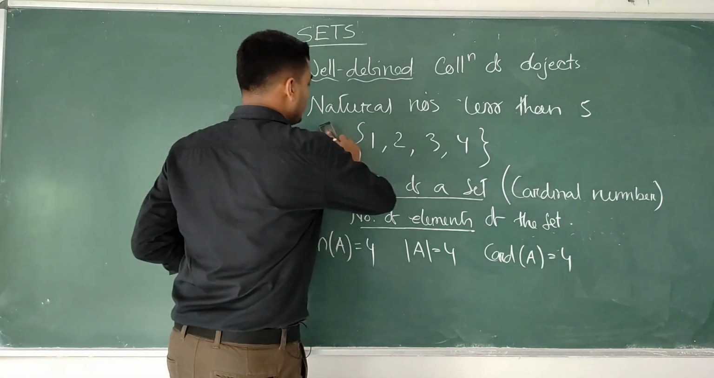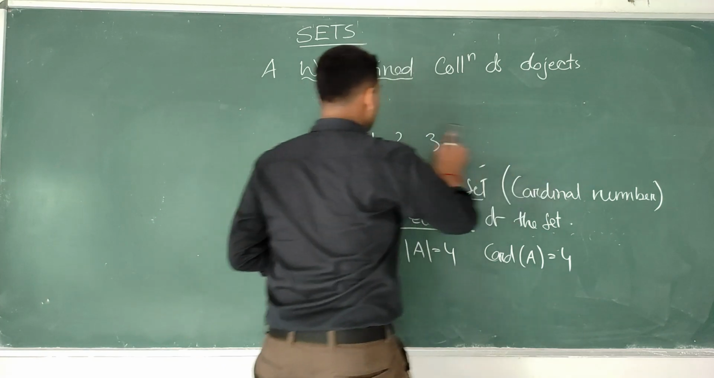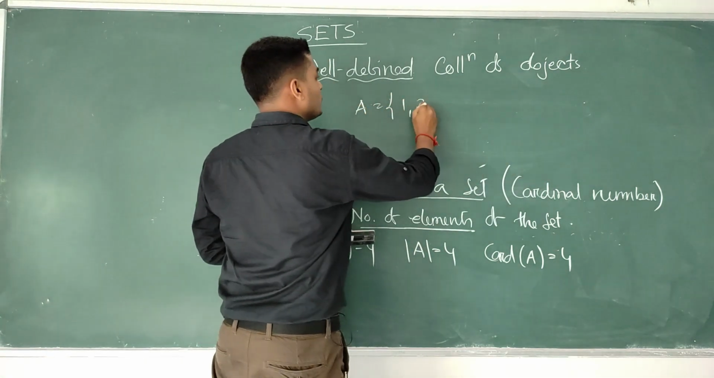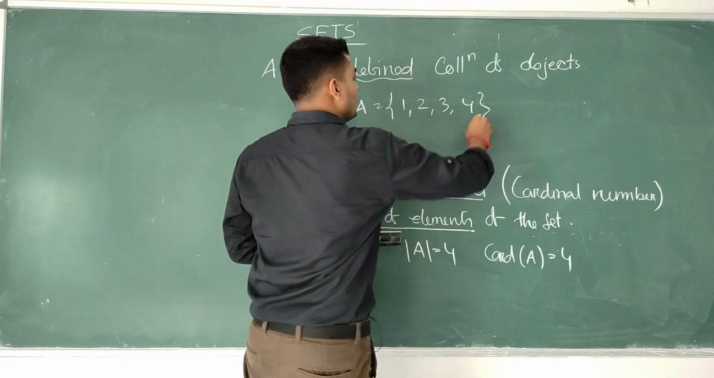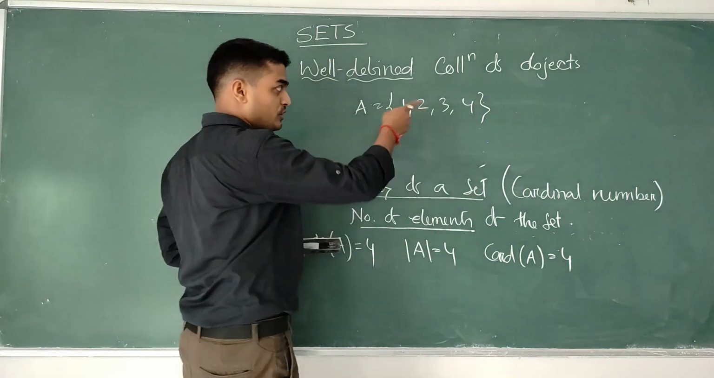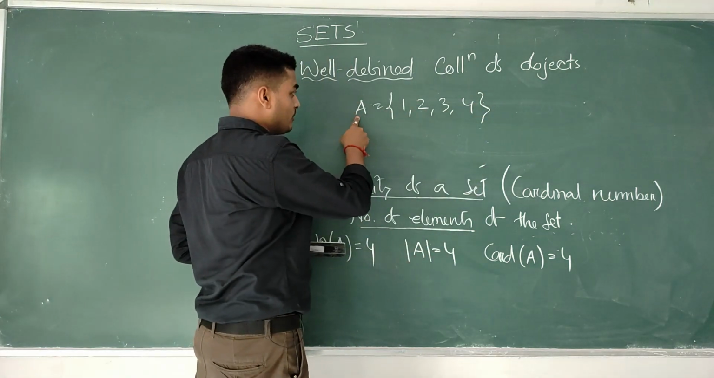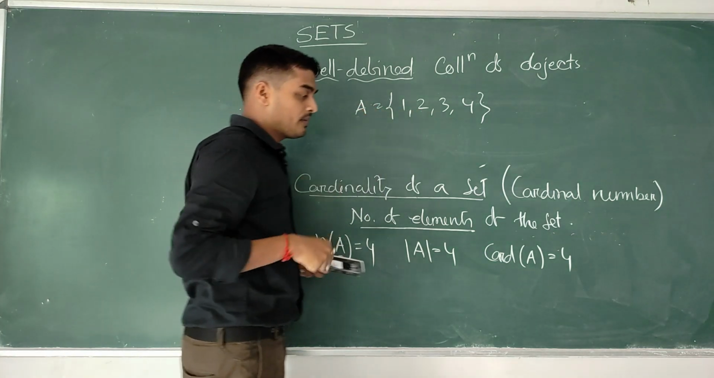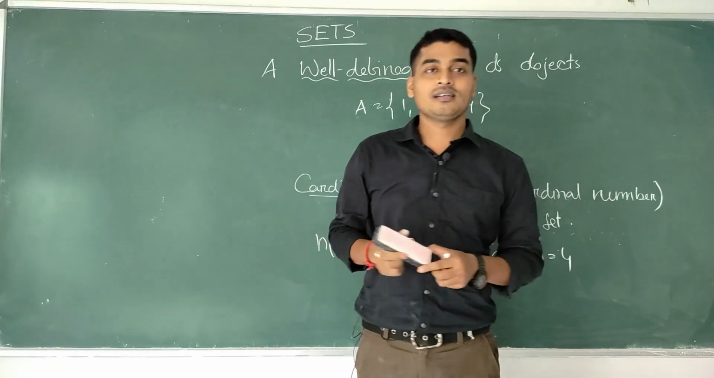Okay. Now another example. Let us consider a set which contains 1, 2, 3, 4. 4 elements are there. 1, 2, 3, 4 are 4 elements, and the name of the set is capital A, and curly brackets are there. That's why it is a set.